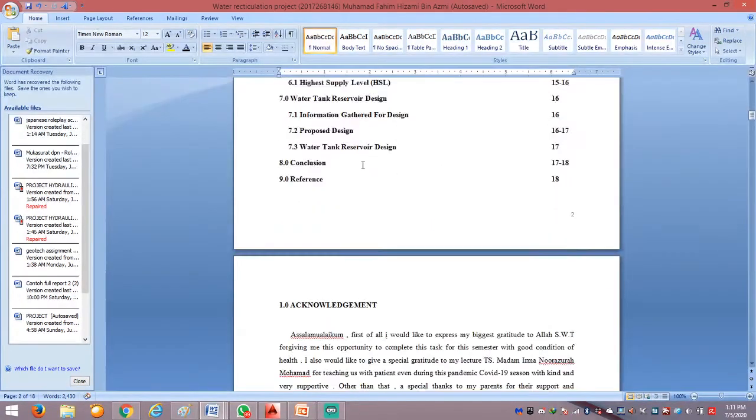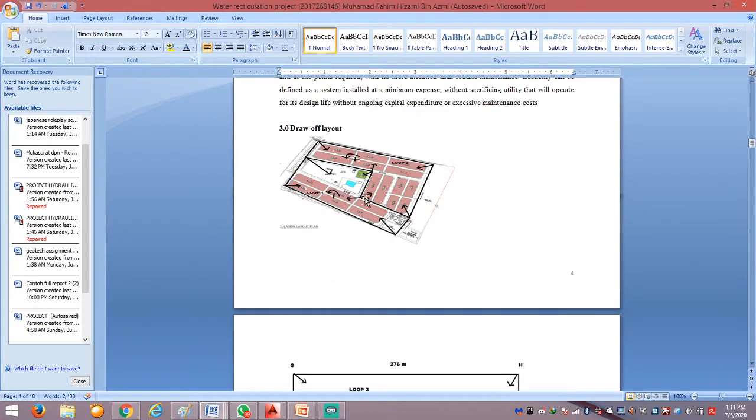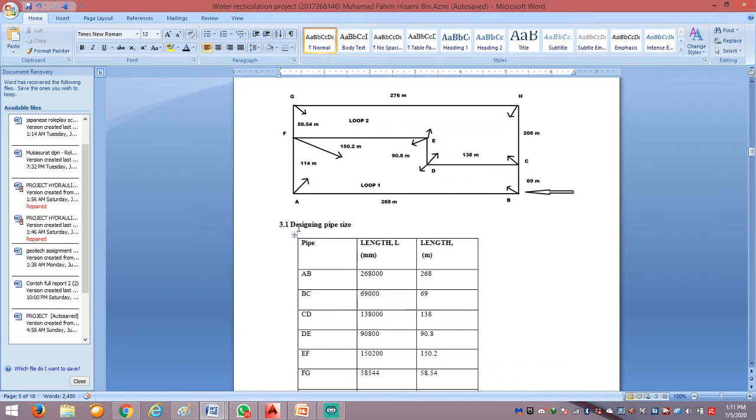Okay, this is my table of contents. So we go through my layout. As you can see, this is my layout. I created two loops. As you know, the fewer the loops, the easier it is to calculate. The arrow here is the Q out. I assume anti-clockwise is positive. So this is my designed pipe size.